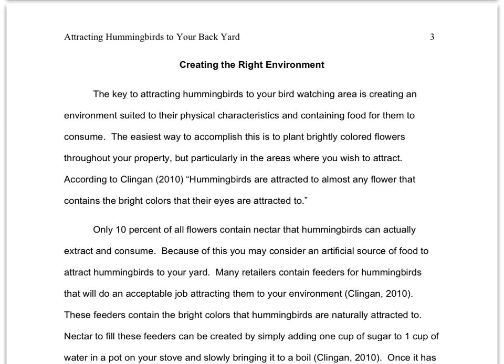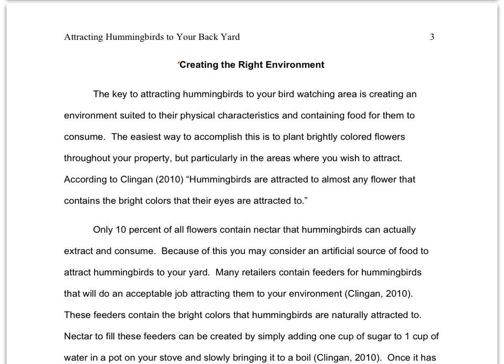So as we go on, we're going to see another heading written in Level 1 APA. That's good. The key to attracting hummingbirds to your birdwatching area is creating an environment suited for their physical characteristics and containing food for them to consume. The easiest way to accomplish this is to plant brightly colored flowers throughout your property, but particularly in areas where you wish to attract them. According to Klingon, this is an example, by the way, of an inline citation. The other ones are called parenthetical citations. An example of an inline citation.